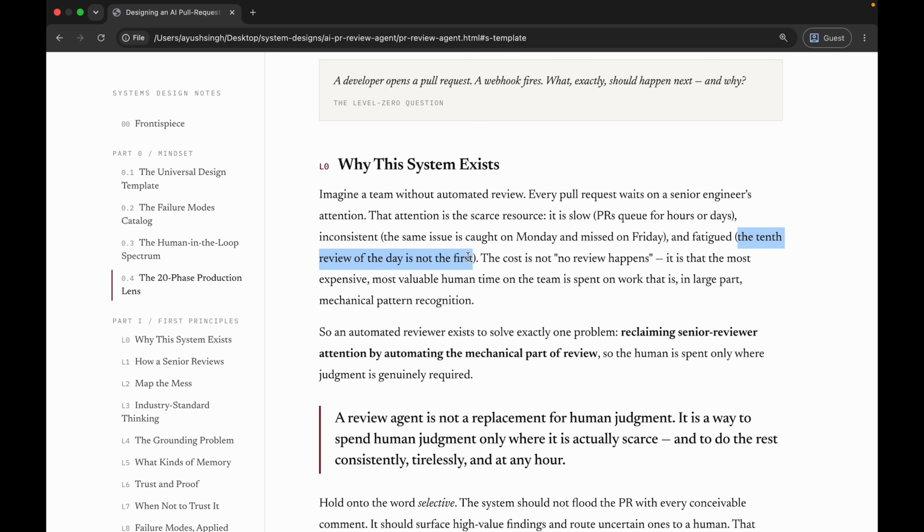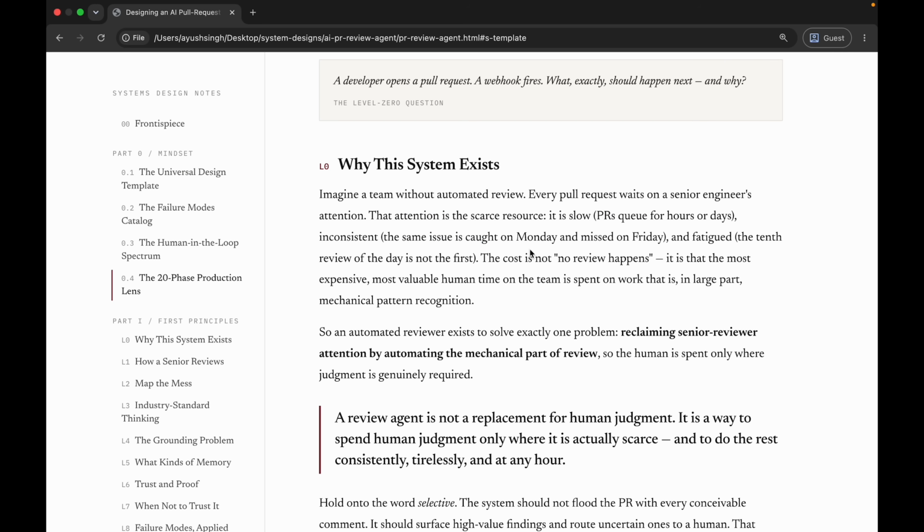So technically, we don't want to build a system which just does an automated peer review. Instead, we want an agent that will reclaim senior engineer attention by automating the mechanical part of the review. An extremely important statement. What we technically did when we talked about this particular issue is realize that the issue is not, hey, I just need an automated PR.